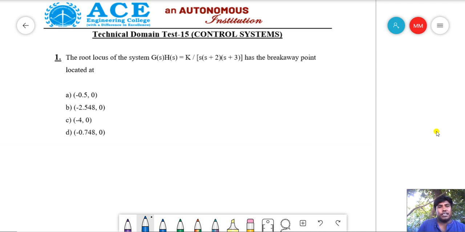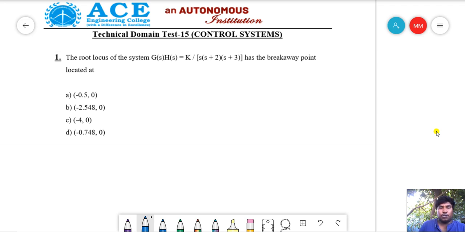Today we are going to discuss solutions of technical domain test 15, subject control systems. Okay. So let us see the first question. The root locus of the system G(s)H(s) = K / (s(s+2)(s+3)) has the breakaway point located at. Four options are given here.